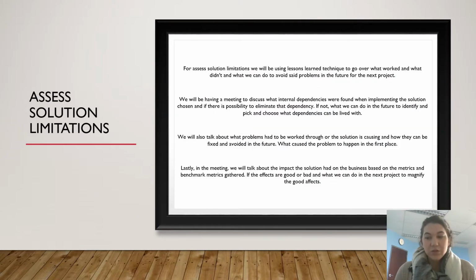So, assess solution limitations. We use lessons learned. For this, we got together and talked about the project as a whole, what we can do to be better for next time, what we missed, and what opportunities we have, and there were a few. We did find some. This was a very good meeting.